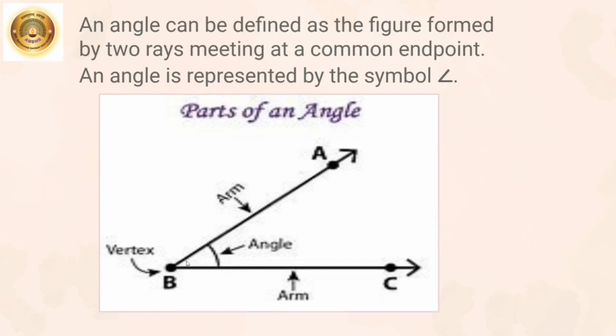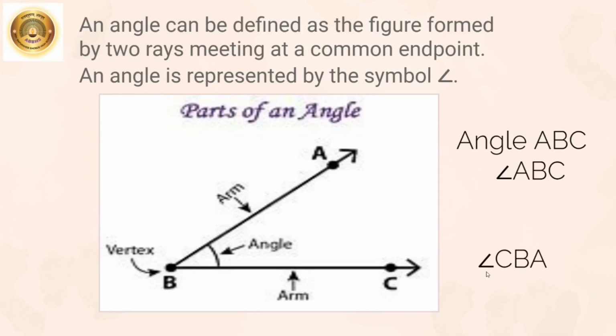Now let's see how to name this angle. An angle is named by 3 letters. So we take the 3 letters A, B and C to name this angle. The letter in the middle represents the vertex of the angle. So this angle can be named as angle ABC, or using the symbol you will write it as angle ABC. You can also name the angle as angle CBA. Always remember the middle letter should be the vertex of the angle.